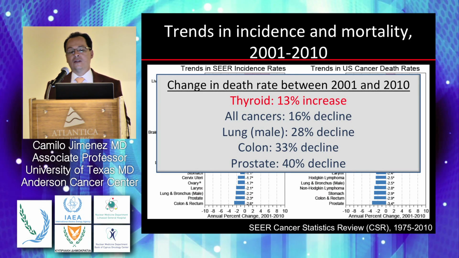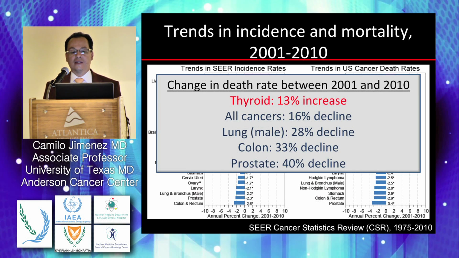When you look at the trends of incidence and mortality from 2001 through 2010 in the United States coming from the SEER database, you can see that the incidence of thyroid cancer here in red has markedly increased, being the condition, oncologically speaking, associated with the highest increase in incidence when compared with other cancers. What is also interesting, and you can see it on the right side, is that thyroid cancer, apart from increasing in incidence, is also associated with an increased mortality, which is different when compared with other cancers.